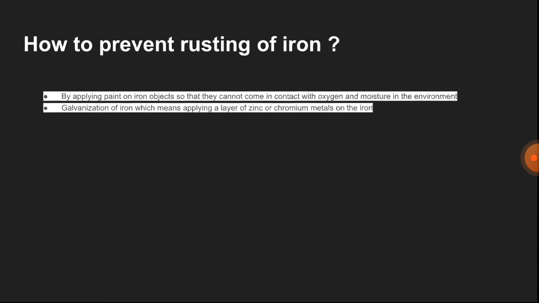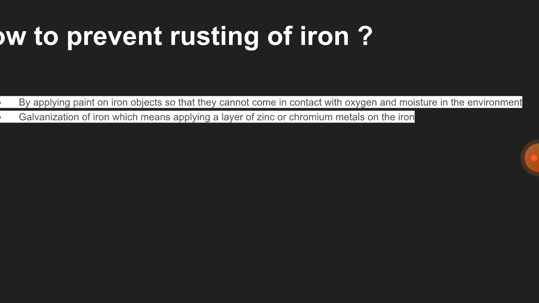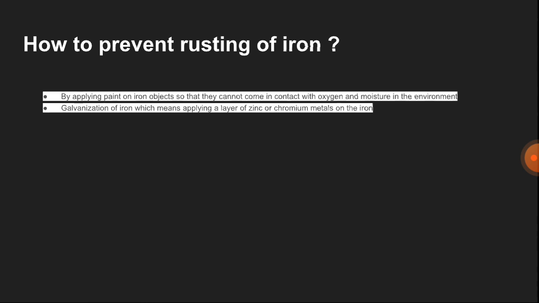How to prevent the rust from the iron? By applying paints on an iron object so that they cannot come into contact with the oxygen and moisture, the environment. This only we can do to prevent the rust. Next, that process we can call a galvanization of the iron, which means applying a layer of zinc or chromium metal on the iron. That metal, if you are applying on the iron things, what is happening? It will not at all get any rust. That only we can call galvanization.